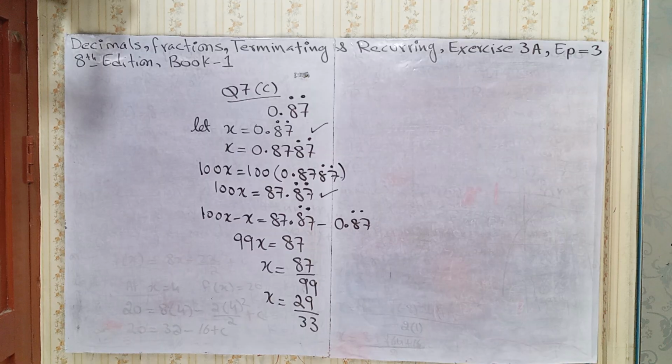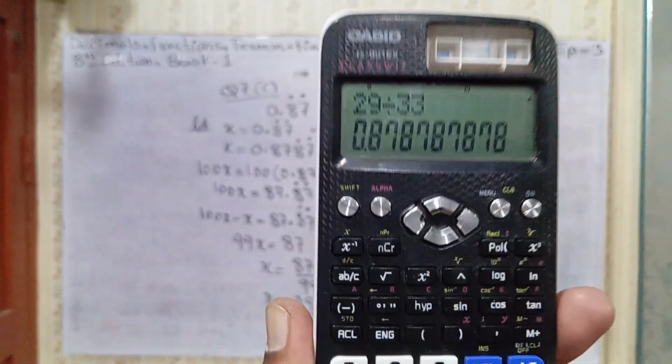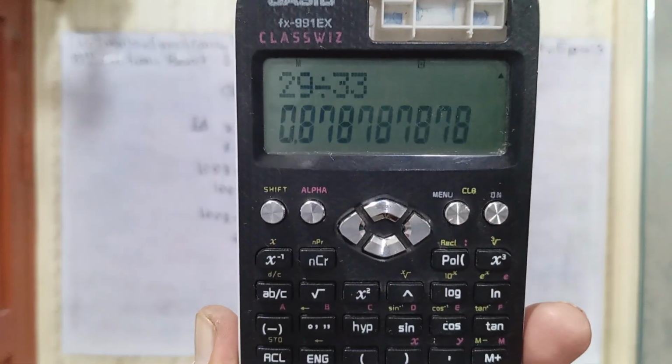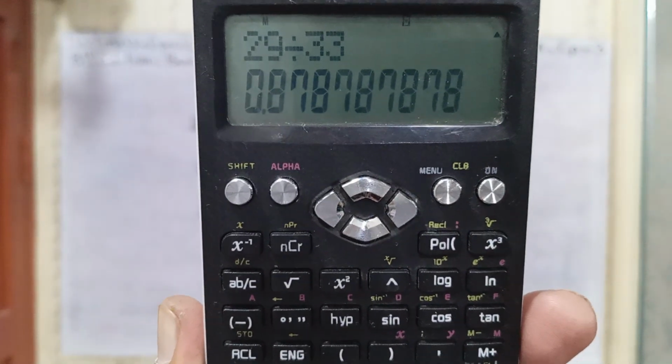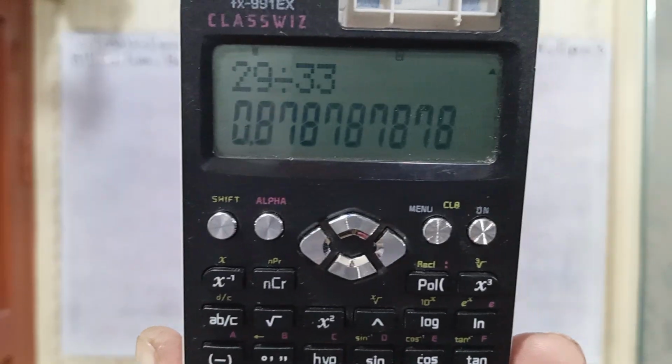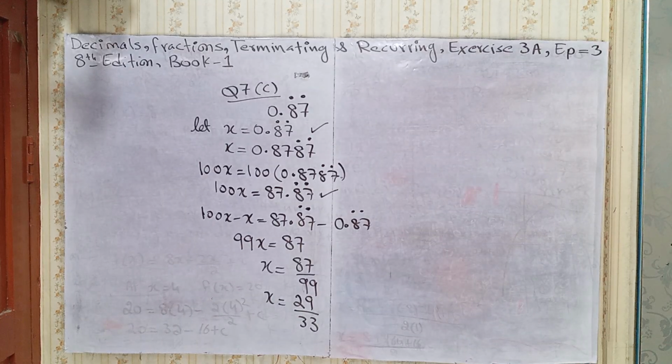Now the question is whether this answer is right. With the help of the calculator, I can check. Let me bring my calculator. So you have 29 divided by 33 equals. I can show you on my calculator: 0.87878787, and this is recurring and non-terminating. So you see I have converted that recurring decimal into a simple fraction. This is how you will do question number 7, C part.